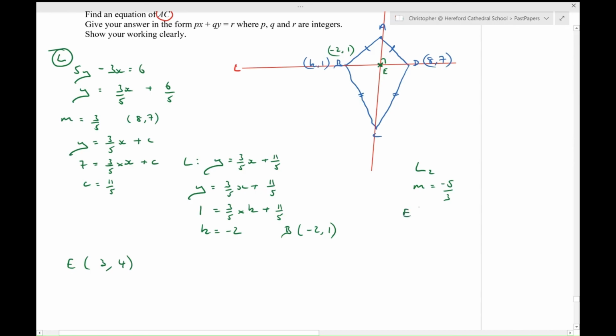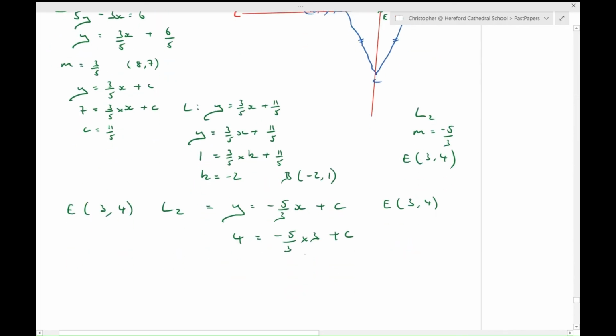So here we go. Here's my details about L2. I know its gradient, and I know a point on the line. So now I can go ahead and find the equation of L2. L2 is going to be y equals minus 5 over 3 multiplied by x plus c. And how am I going to find c? Well, I'm going to use the point I know, the point 3, 4. So I know that y is 4 when x is 3. Well, that works out rather nicely because the 3's cancel. So I'm going to end up with c being 9. So the equation of L2 is y equals minus 5/3 x plus 9.